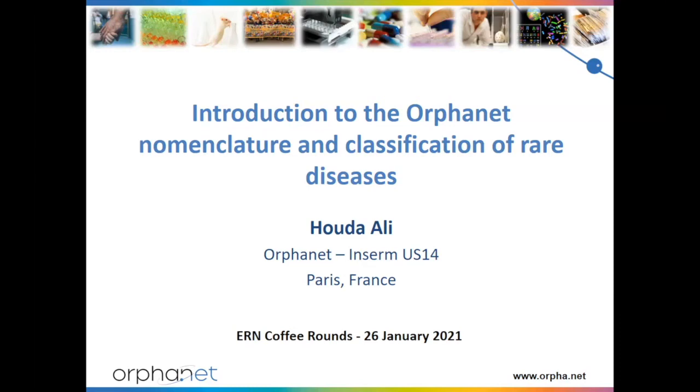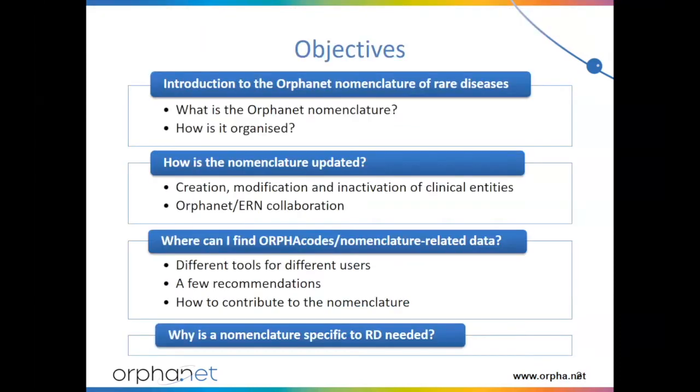I am here to give you an introduction to the Orphanet nomenclature, explain to you how it is updated, and show you how to find and use the ORPHAcodes using the different tools that we provide through our platforms. I also have included a chapter on why a nomenclature specific to rare diseases is needed, but since there is a lot to say and I don't want to overload the presentation, if you wish, we can discuss this aspect during the Q&A. Otherwise, in any case, it will be present in the PowerPoint for your information.